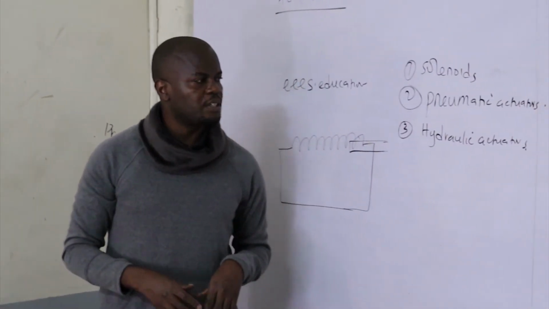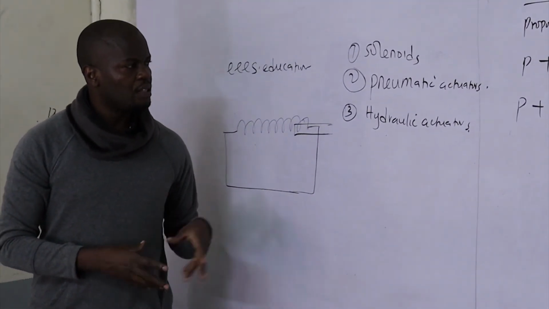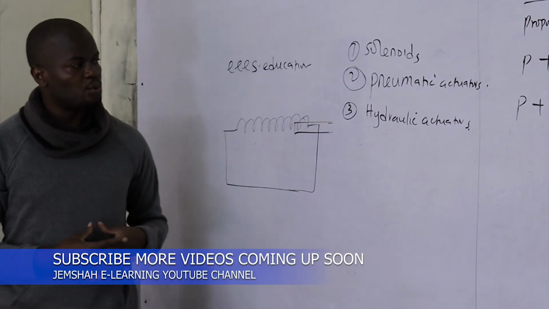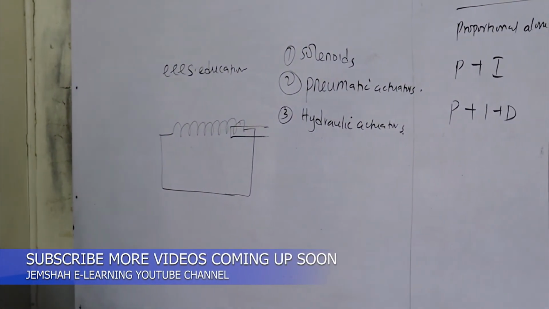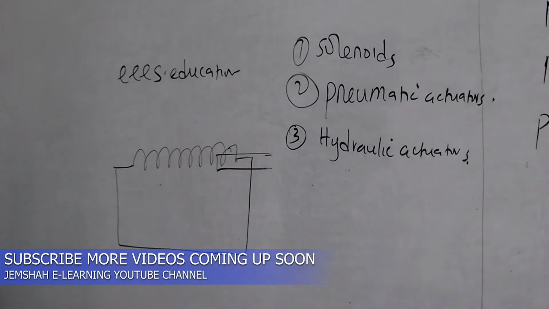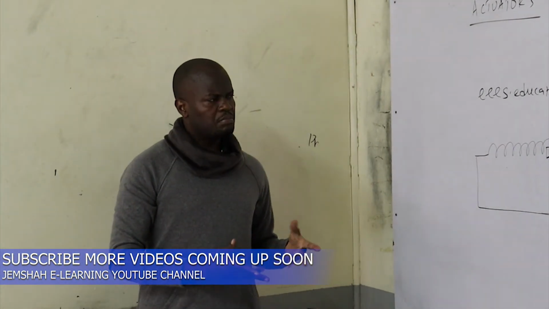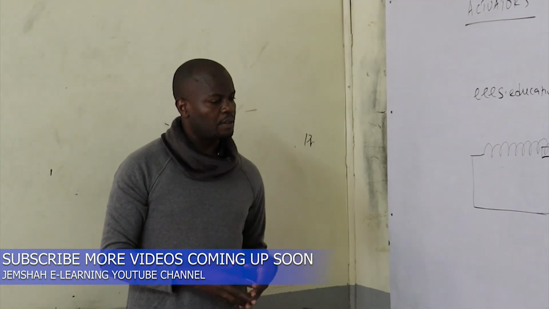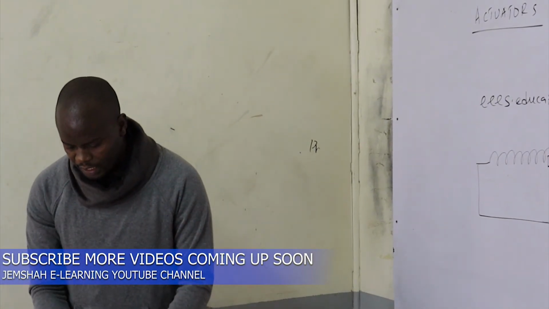As opposed to the pneumatic actuators, where we were using compressed air, the main difference is that with hydraulic actuators we use compressed oil in order to achieve the movement. One major disadvantage of hydraulic actuators is that they will not give a clean environment. There will be oil spills all over, and that is one of the major disadvantages.